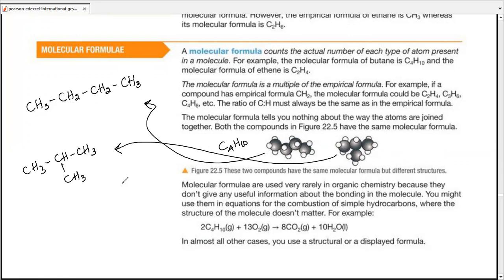While this one is arranged somewhat differently, this one is CH3, CH, CH3, and there is another CH3 at the bottom. Now, this arrangement is different from the one on the top. But look at the number of atoms. Both of them consist of 4 carbon atoms and 10 hydrogen atoms. So both of them have the same molecular formula, but they have a different structure.